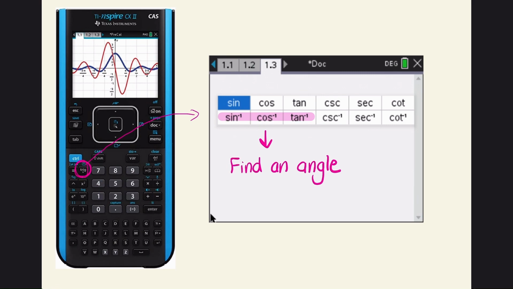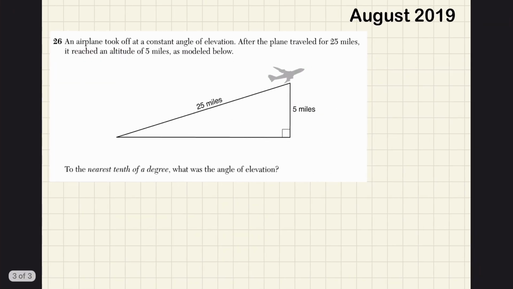So let's take a look at an example problem. Whenever I give you an example problem, it's always in the description of the video, a link that'll bring you to that Regents. So if you want to follow along with this example, click the link, print out question number 26 on the August 2019 Regents, and you can follow along with the video.